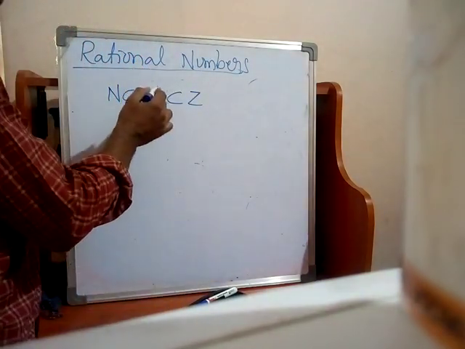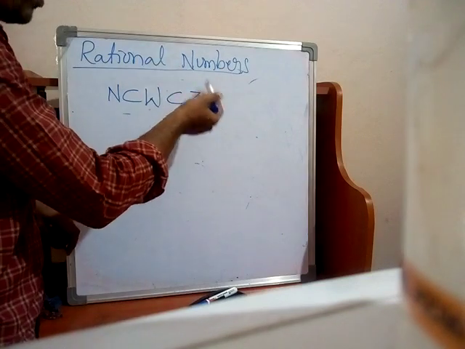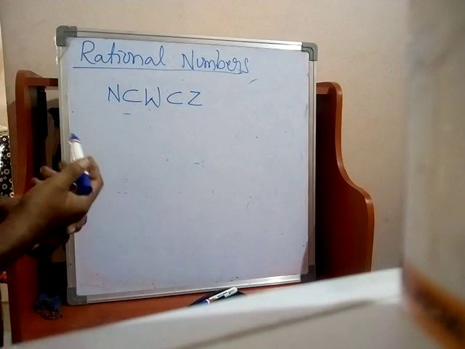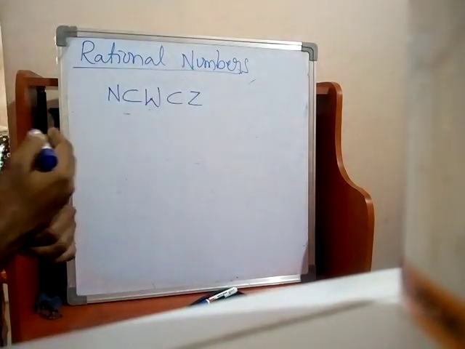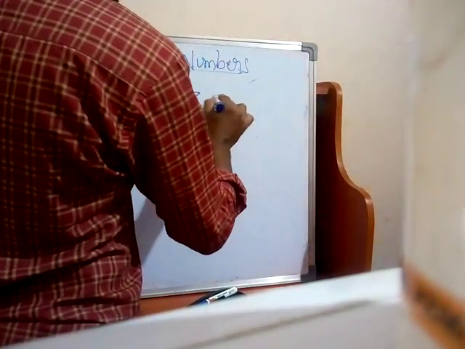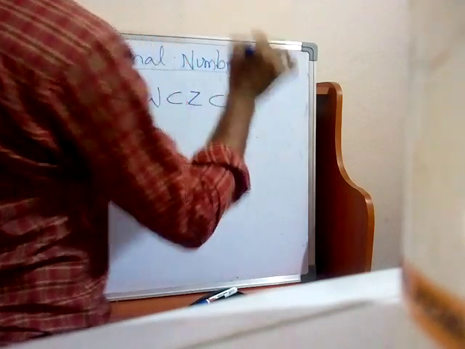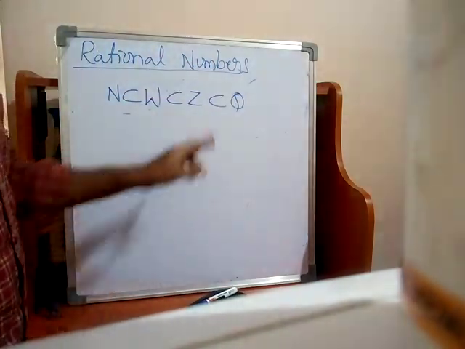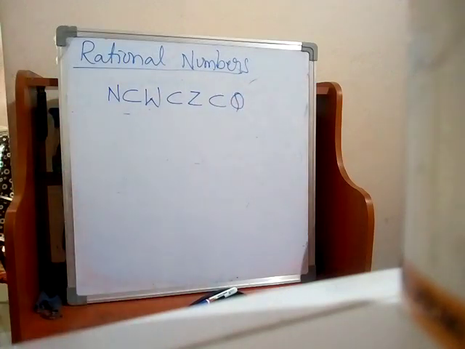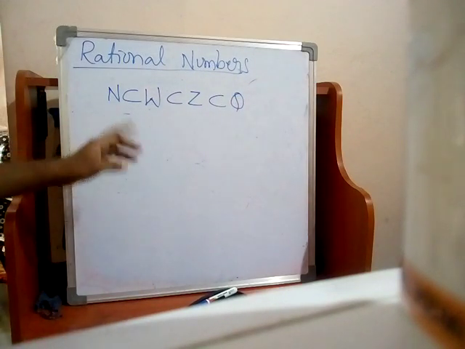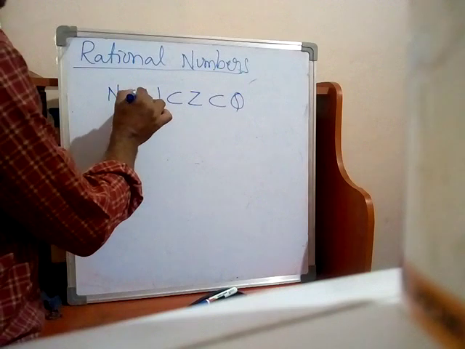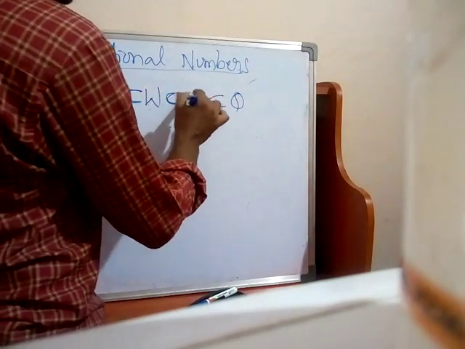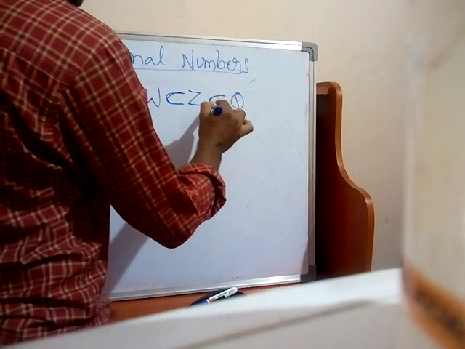Okay, 0, 1, 2, 3, 4, these values are also included in integers. All natural numbers are integers. All whole numbers are integers. Okay. So all integers are also rational numbers. All natural numbers are rational numbers. All whole numbers are rational numbers. All integers are rational numbers. Okay. So N is a subset of W. This is called a subset. N subset W subset Z subset rational numbers.